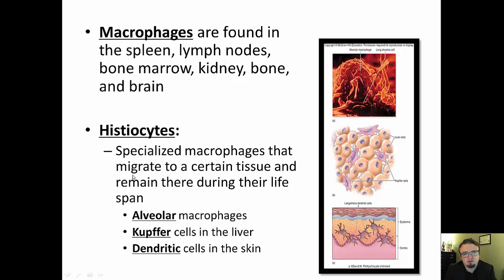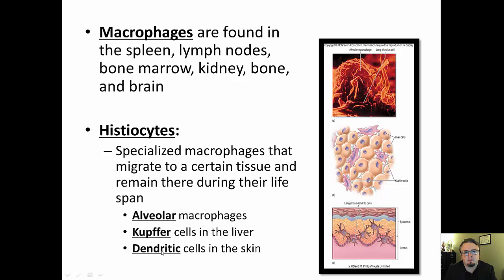Now, histiocytes are a specialized type of macrophage, and these are often characterized by where they're found, in addition to the fact that they often have some extra unique features. Examples include the alveolar macrophages. Alveolar macrophages are found in the lungs, alongside the alveoli, part of the lung tissue. So these are called alveolar macrophages. Kupffer cells are found in the liver, named after Dr. Kupffer, who named them after himself. And they're found in the liver.